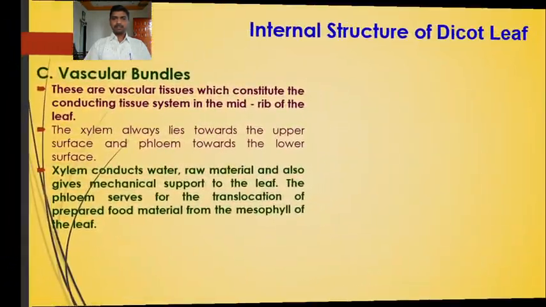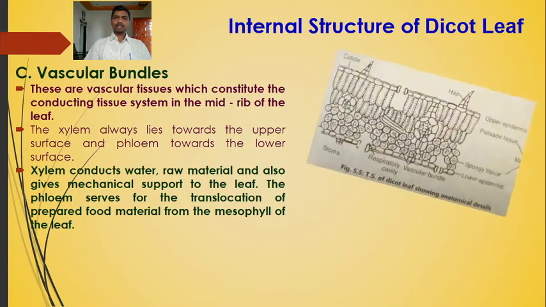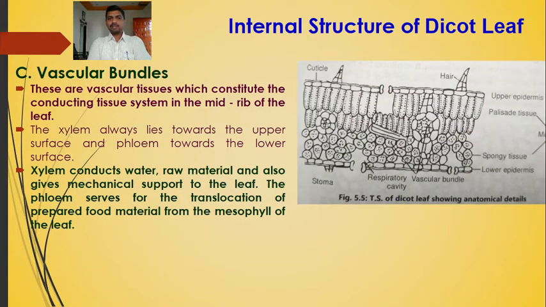Then the vascular bundles. These are the vascular tissues which constitute the conducting tissue system in the midrib of the leaf. So water and mineral conduction takes place through this vascular tissue, that is the xylem. The xylem always lies towards the upper surface and phloem towards the lower surface. Here we can see this is the xylem, it lies towards the upper surface, and here the phloem is present towards the lower surface.